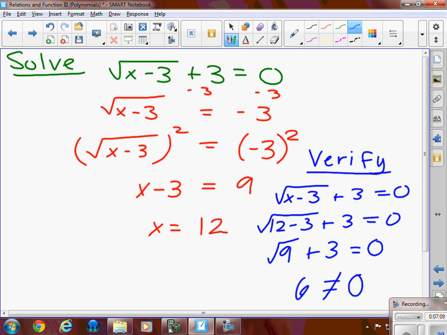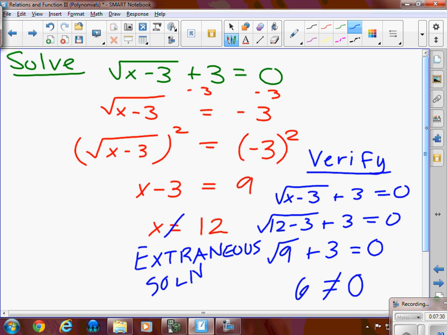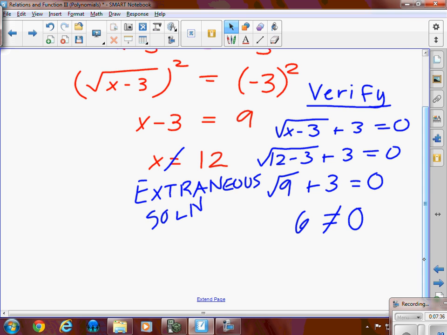Therefore, this answer here is not right. This is an extraneous solution. What does it tell me about this whole question? It's not that the question's wrong. It's not that the question is flawed. What does it tell you about this top thing? There's no value of x that'll ever make this equal to 0. So there is no solutions. The answer to this is that there's no solutions here.